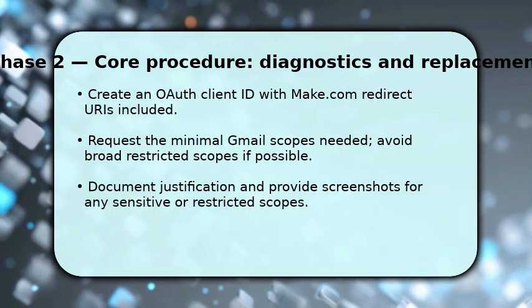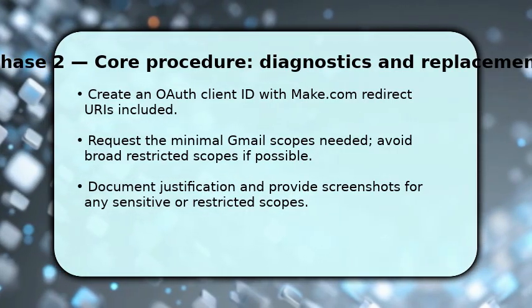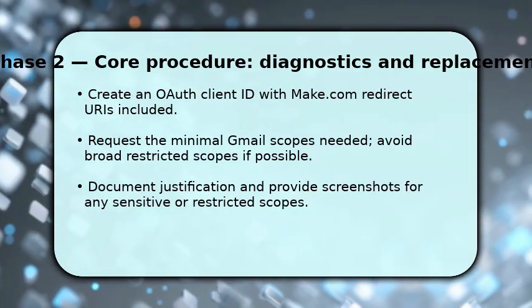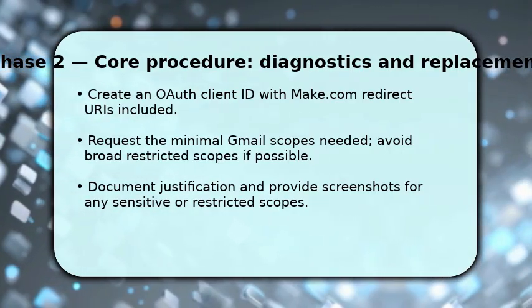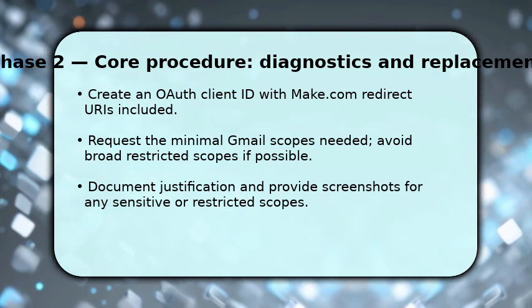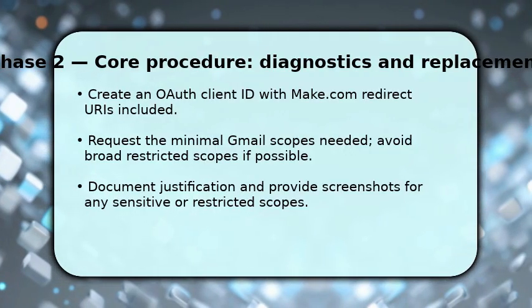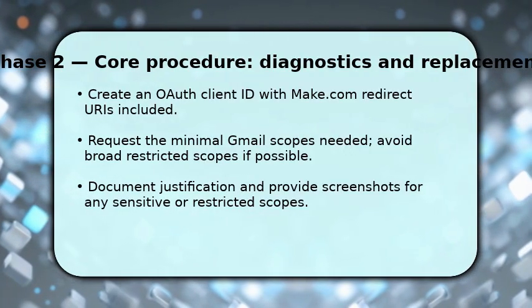If you must use restricted scopes, prepare the verification package. Clear justification, step-by-step screenshots of the consent flow, and test account access steps. This documentation speeds Google's review. Make sure to add your test users under the consent screen to allow immediate reauthorization during testing.